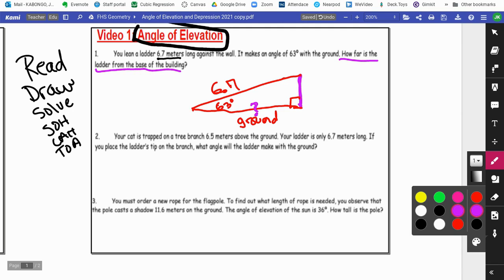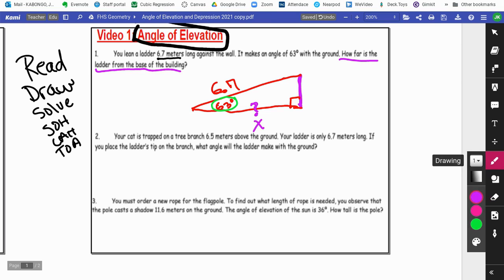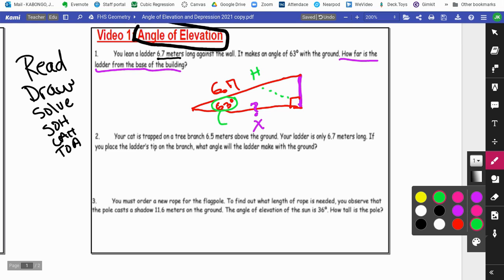The way we do this, like we've done in the past, first we circle the angle. Let me go ahead and put my x value right here. I'm trying to figure out the x value, so let me erase the ground and put x. So what's given to me? I have my angle. Opposite from the right angle is the hypotenuse, h. And this right here will have to be the adjacent, a. So it looks like I have a and h.